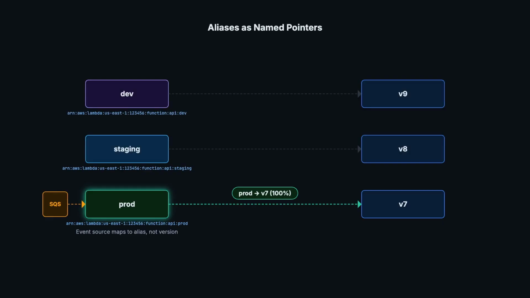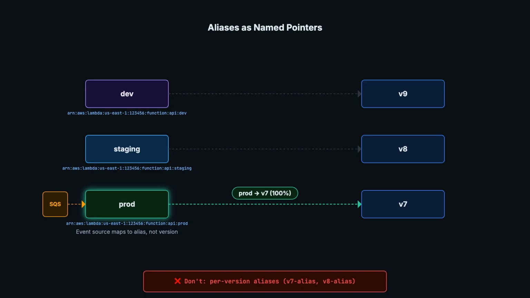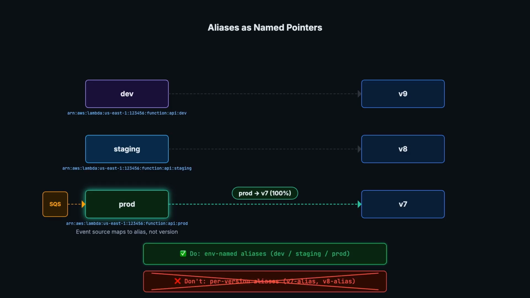And here's the key insight. Your event source maps to an alias, not the version. So when you update which version prod points to, every trigger, every queue, every API route wired to that alias follows automatically. No redeployment of your infrastructure needed. The simple rule: use environment names, dev, staging, prod, never per-version aliases like a v7 alias. That defeats the whole purpose.